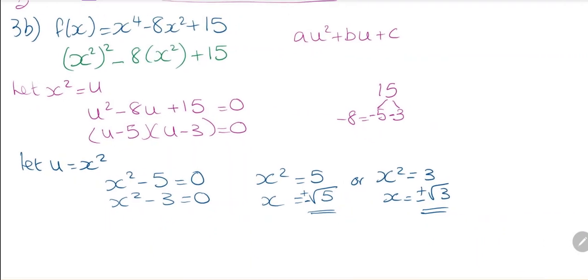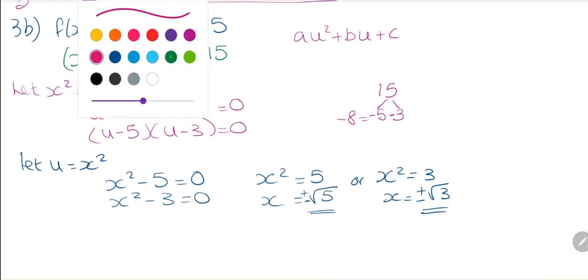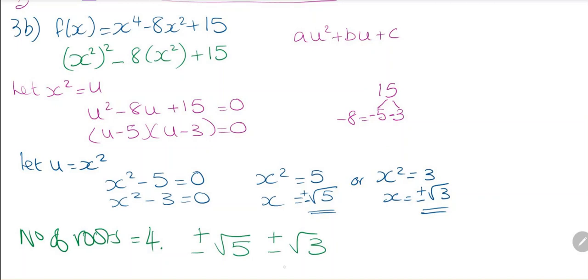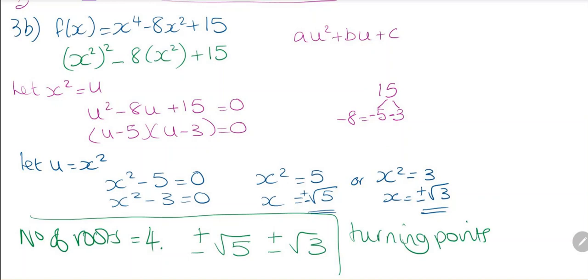Now, because this was a quadratic, power 4, the number of roots is 4, and we have roots at plus or minus root 5, and roots at plus or minus root 3. So there are our 4 roots, and we have our turning points. We'll have a maximum of 4 minus 1, which is 3.